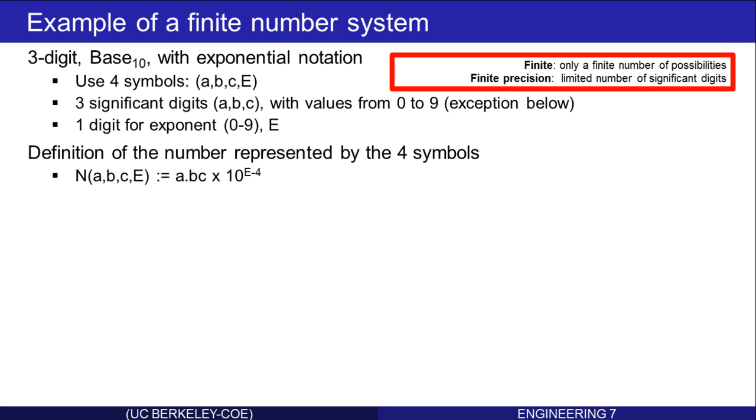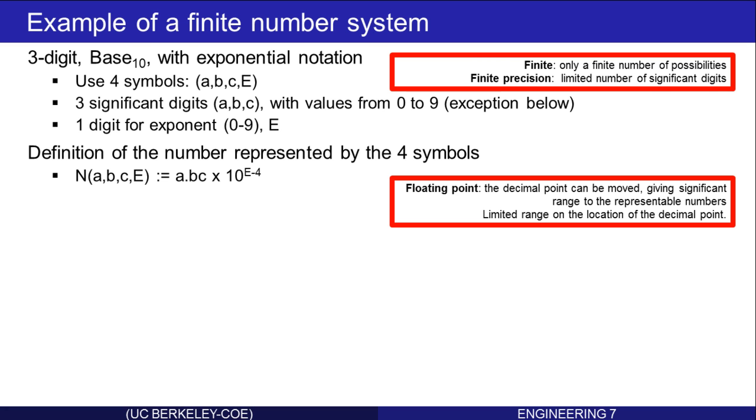So this is finite because there's only a finite number of possibilities. There are only 4 symbols, and each symbol is limited to take on 10 different values. It's finite precision because there are a limited number of significant digits. It's called floating point because effectively the decimal point can be moved, giving significant range to the representable numbers. Now there is limited range on the location of the decimal point because E is limited. Here's an example. N of 7356 is 7.35 times 10 to the 6 minus 4, in other words, 735.